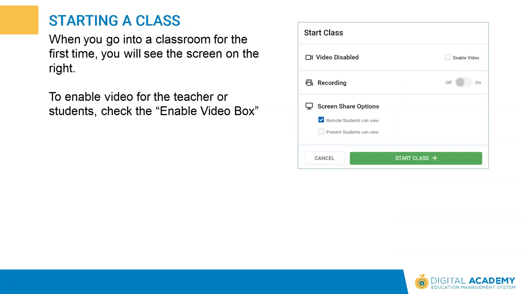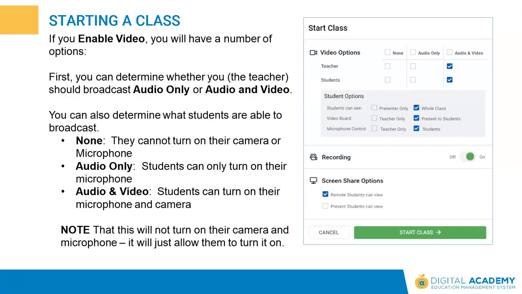To start a class, you will have an option to enable video. To enable video, check the Enable Video checkbox. You will have a number of options then to enable the video. You can determine whether you want to turn on your microphone by checking Audio Only under Teacher, or your microphone and your camera by checking Audio and Video.